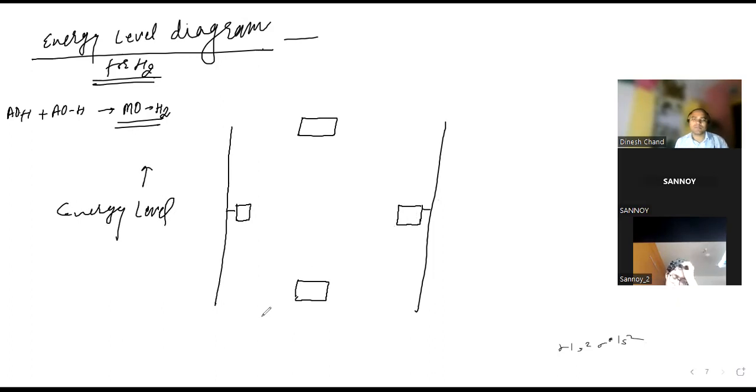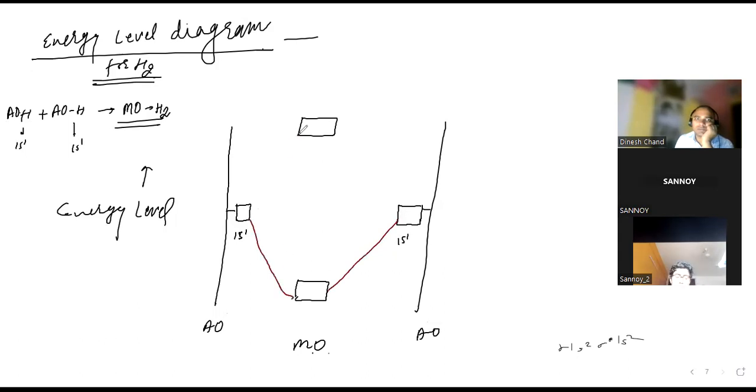This line represents atomic orbital, and this center represents molecular orbital. When two atomic orbitals combine, suppose hydrogen has 1s1 and the other hydrogen also has 1s1. So there are two s orbitals combining. What will they form? Two molecular orbitals.